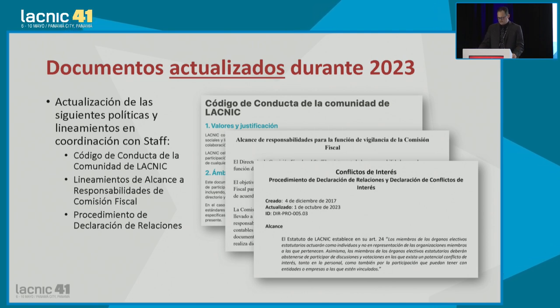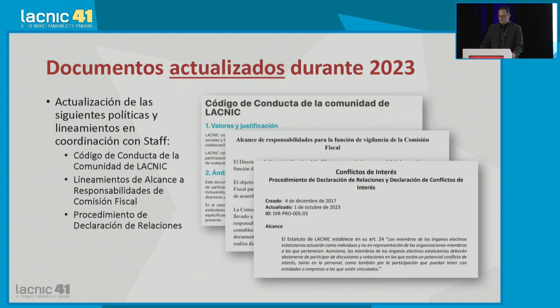So what were the documents that were updated in 2023? The code of conduct of the LACNIC community, and here we wanted to include things that had not been included in the previous document, for the various members of the staff, the community, the board, the committees, to include all of them and have them well regulated. The guidelines for the scopes and responsibilities of the fiscal committee. Since we have a finance committee, we have a staff that works with finances, we have external auditors and a fiscal commission, we need to understand the role each one plays and their liability, because that makes it clear.